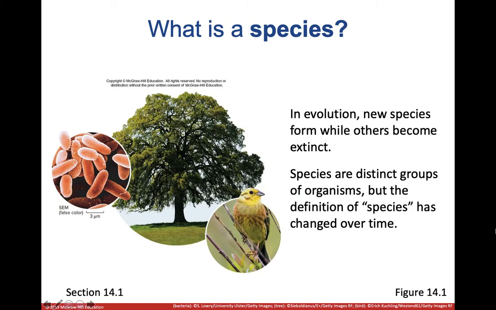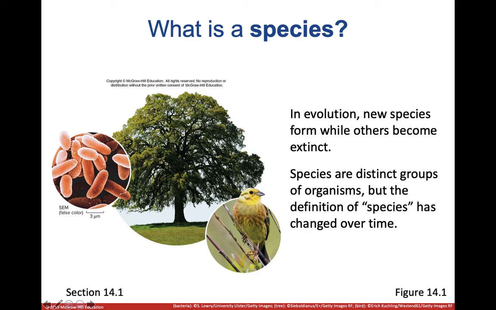So first off, we need to define what a species is. In evolution, new species form while other species become extinct all the time. Throughout history, there have been countless species that have arisen and evolved and gone extinct throughout the fossil record. It's estimated that about 99.9% of all animal species that have ever existed have gone extinct, and they're no longer around for us to see.